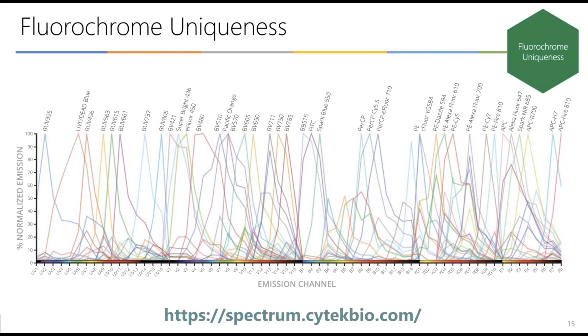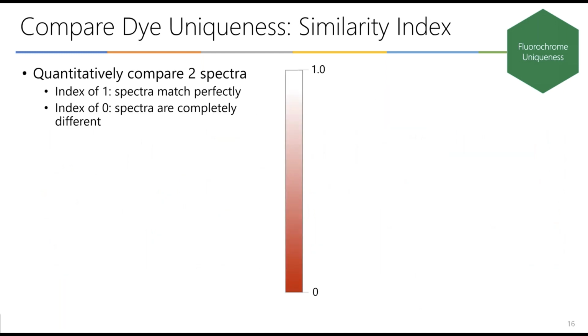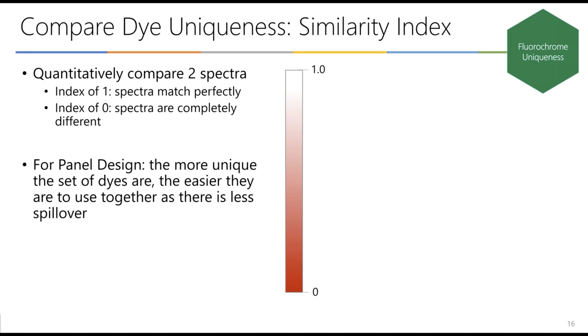The viewer can be adjusted to match your Aurora or Northern Lights configuration and help you to understand how each fluorochrome is characterized spectrally. The Spectrum Viewer also has a similarity index tool built into it. The similarity index is a measure of the uniqueness between two fluors. An index of 1 means that the spectra match exactly, and an index of 0 means that the spectra are completely different. For panel design, the more unique the set of dyes are, the easier that they are to use together and the less spillover you will observe.